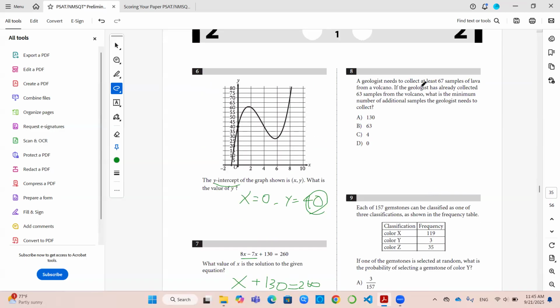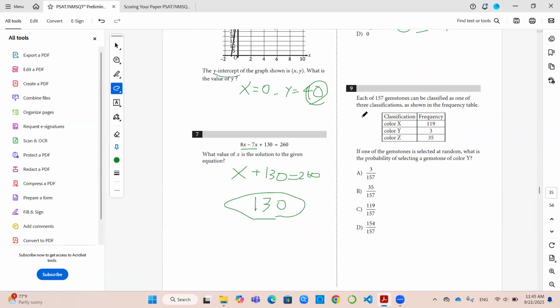A geologist needs to collect at least 67 samples of lava from the volcano. So at least means greater or equal to some value. So in this case, 67. If the geologist has already collected 63 samples from the volcano, what is the minimum number of additional samples the geologist needs to collect? So in order to go from 63 to 67, you would need 4 more, right? So C is the correct answer.